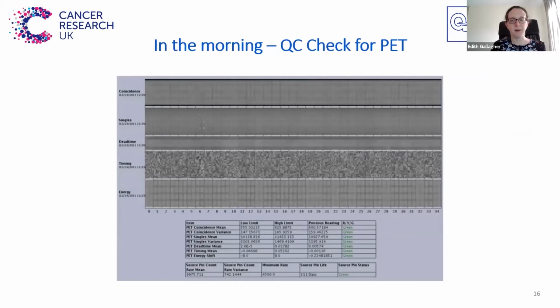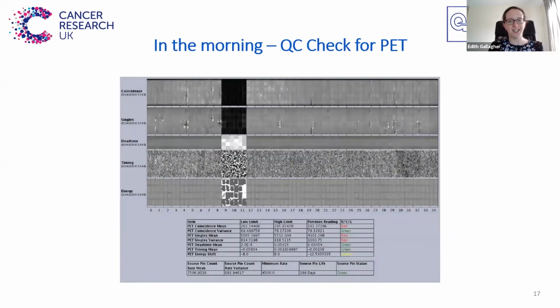For the PET-CT camera, this is what a QC image would look like. You can see all the individual crystals. Again, the appearance of them is very uniform, which is a good sign. Not like this image. Here is an example of what it shouldn't look like. Again, you do not want to see this when you're preparing for a day's list of patients.